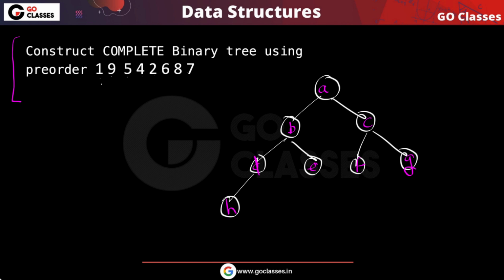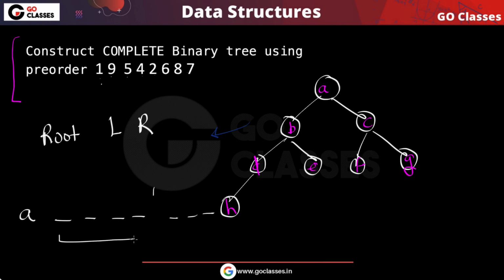Now what you need to do is take the preorder of this. How to take preorder? Very easy. Preorder is root, left and right. So just go to the root, which is A. On the left side, 1, 2, 3, 4. On the right side, this is 1, 2, 3. So on the left side there are 4 things, on the right side there are 3 nodes. So I'm just making it like this. This is left, this is right.